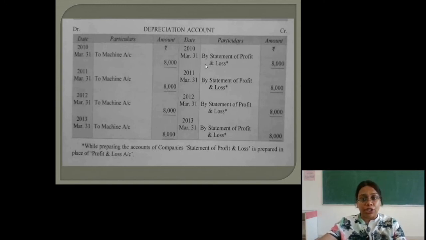So on 2010 March 31st, we'll transfer the profit or loss to the statement of profit and loss account, that is 8,000, 8,000, 8,000, 8,000. These are the amounts of depreciation, and here we will write to machinery account 8,000, 8,000, 8,000 and 8,000. These are also the amounts of depreciation. So in the depreciation account, on the debit side, we'll show the amount that has been deducted from the machinery for that particular year, and on the credit side, we'll show the amount that has been transferred to profit and loss account for that particular year.